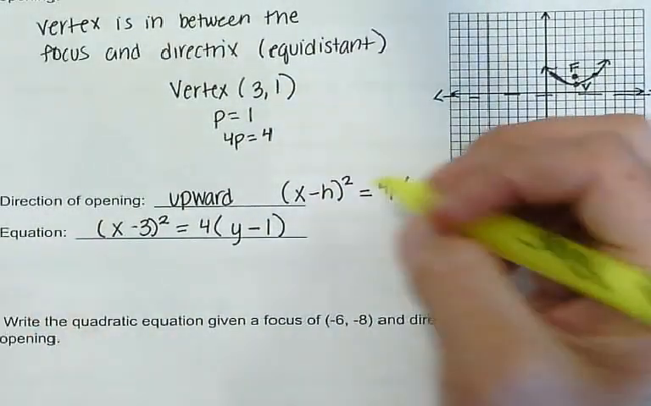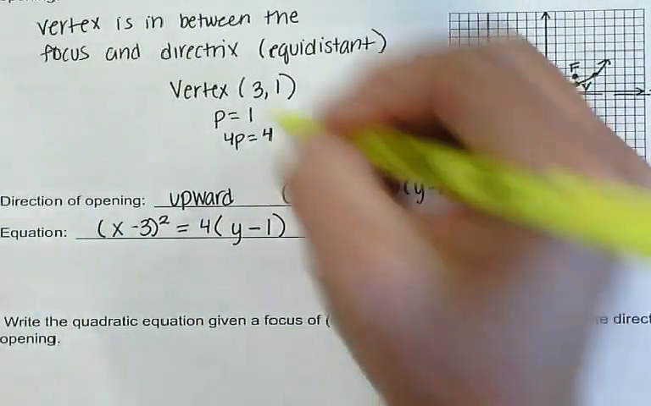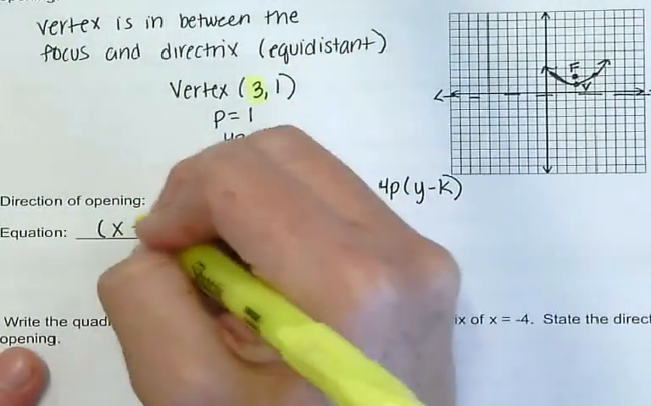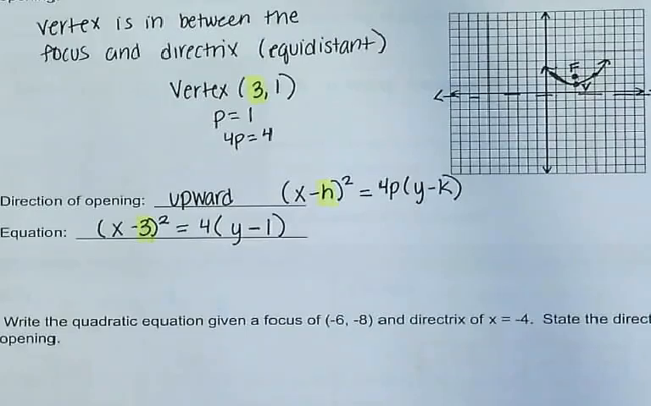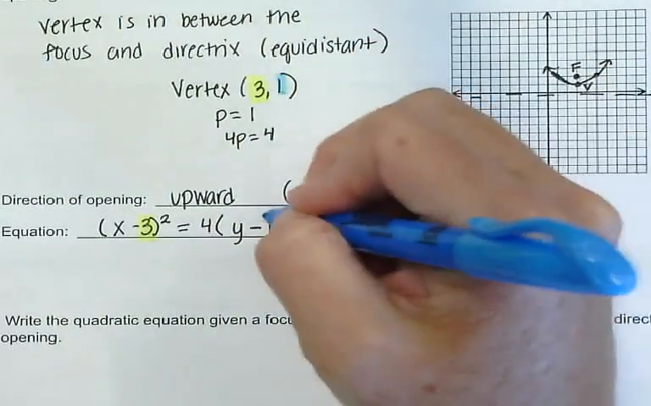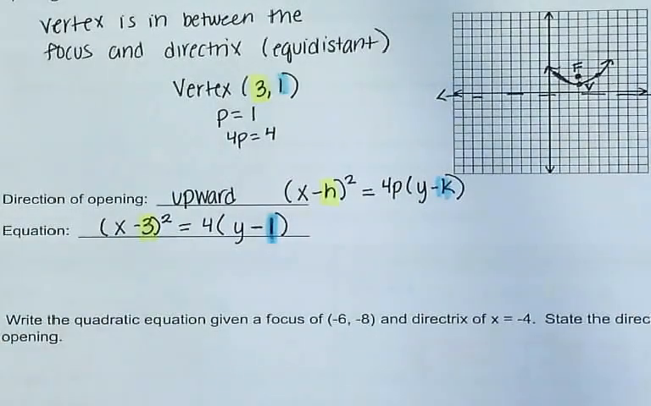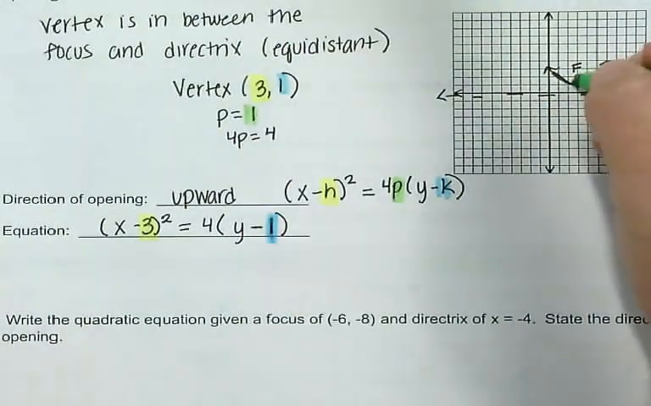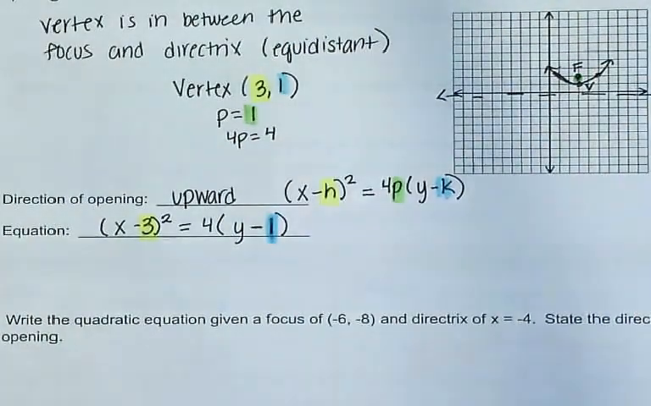If you need to color code where things came from, your h, the x value of the vertex, 3, your k, the y value of the vertex, and then your p, that's what we had from here to here.